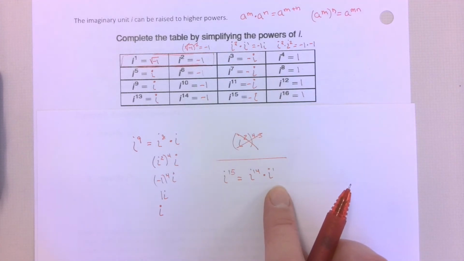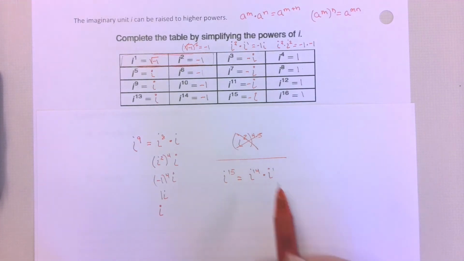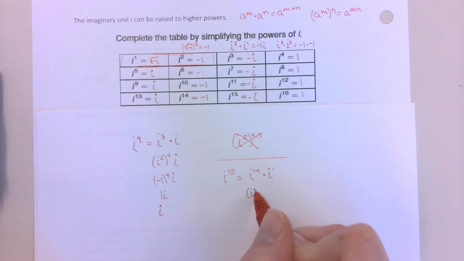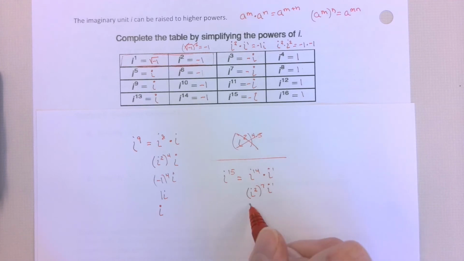So I'm not breaking it down in different ways, 7 and 8, 5 and 10. I always just want one i here and an even power. And this becomes i squared to the 7th times i to the 1st. Well, this is negative 1 to the 7th times i. And negative 1 to the 7th is going to stay a negative 1, so my final answer can simply be negative i.